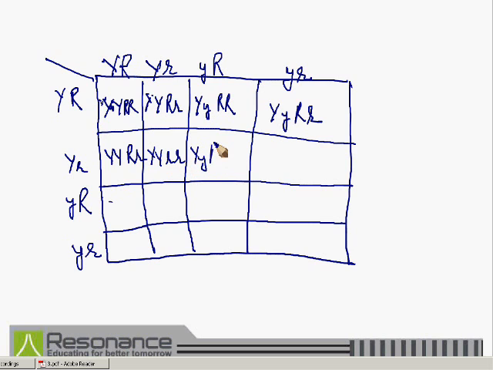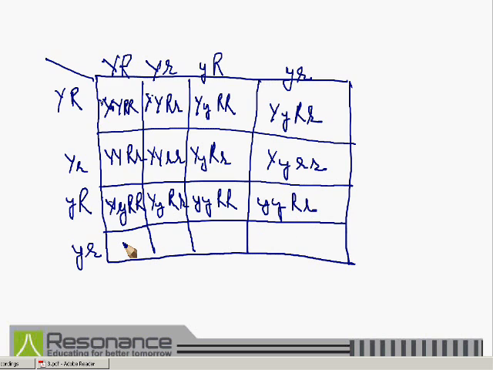Capital Y, small y, capital R, small r. In this line, capital Y, small y, capital R, capital R. Capital Y, small y, capital R, small r, small y, capital R, small y, capital R, small r, capital Y, small y, capital R, small r, capital Y, small r, small r, small y, capital R, small r, small y, capital R, capital R.